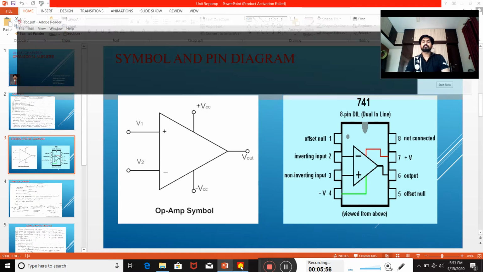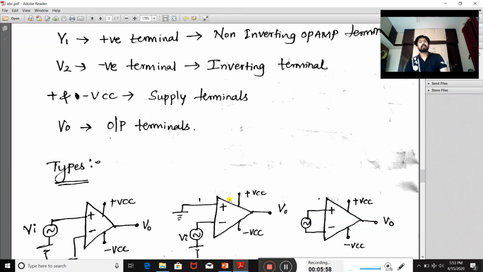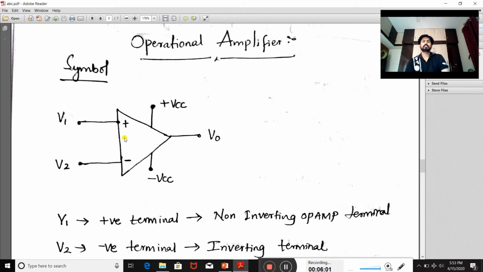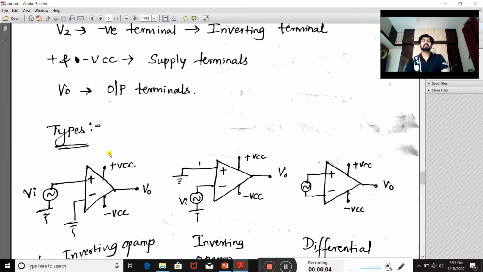Let me begin with its types. This diagram shows the symbolic representation only. Now I am interested in the types of operational amplifier. It is classified basically into three types, based on where you connect the signal. Two input terminals are there, so you can connect the signal at either side, or you can connect the source between the two terminals. Hence there are three ways to connect the source or signal, and so it is classified in three ways.